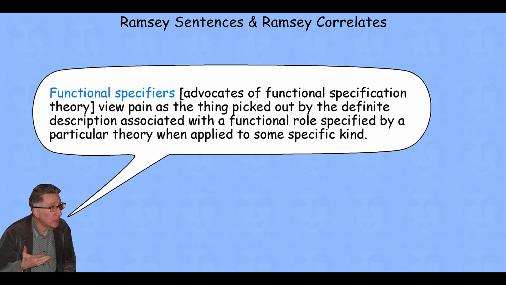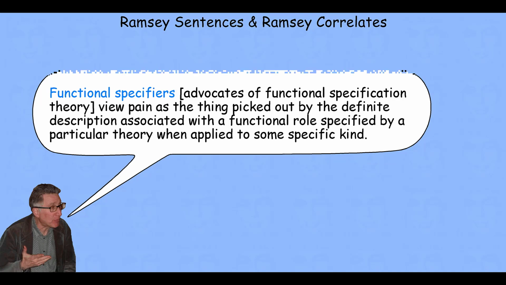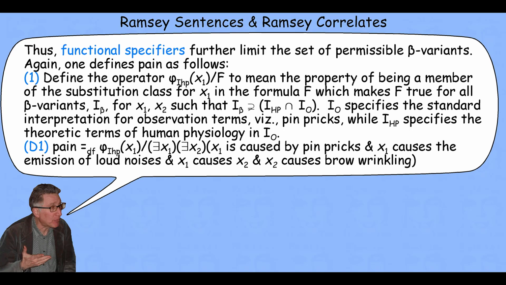On the other hand, functional specifiers, that is, advocates of functional specification theory, view pain as the thing picked out by the definite description associated with a functional role specified by a particular theory when applied to some specific kind. As a result, we have to change our Ramsey sentence to accommodate functional specification theory. So we can talk about functional specifiers as follows. Functional specifiers further limit the set of permissible beta variants. Again, one defines pain as follows.